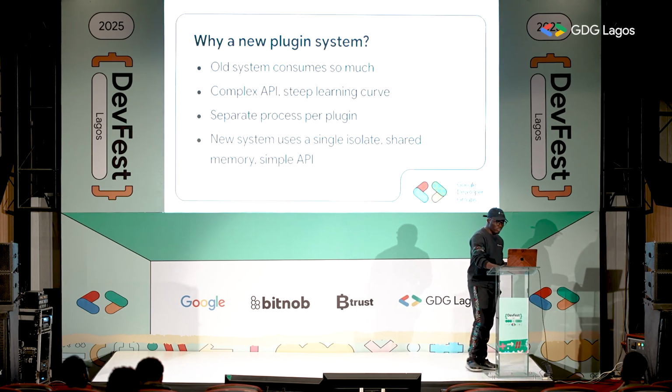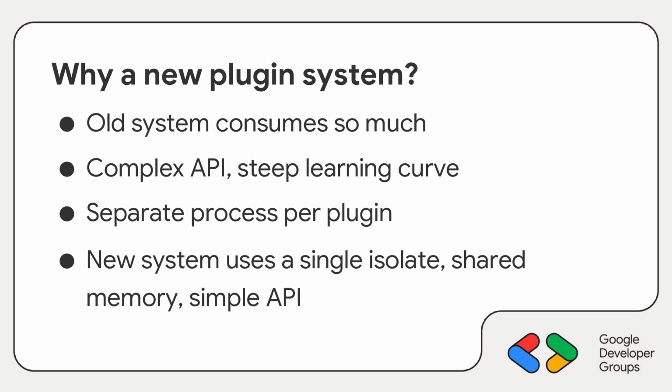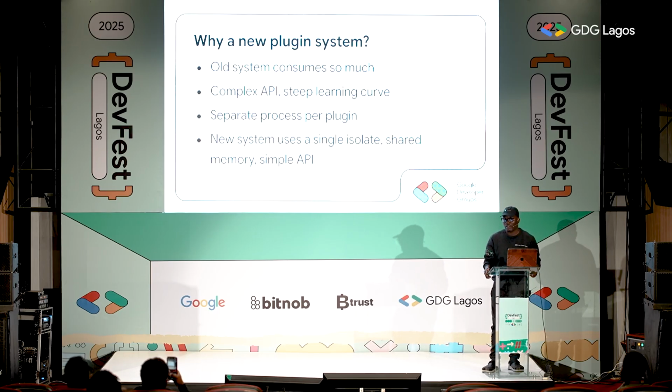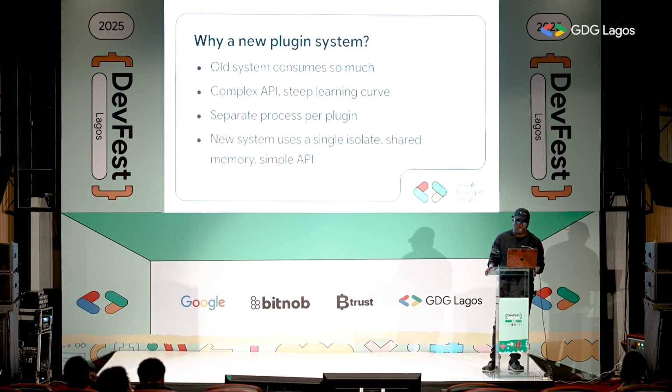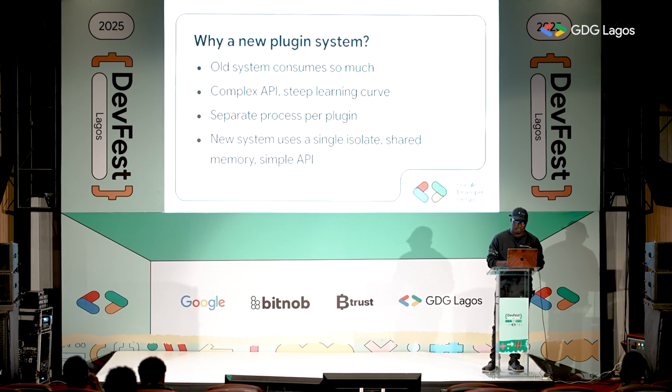They focus on a couple of things. The reason for the new plugin system is, one, the old system consumes so much memory. When you check your activity monitor, you see how much it's using, it's consuming a lot of resources. The old plugin system has a complex API. The learning curve is steep. It's not beginner friendly. Not just anybody can pick that up and work with it. That's why things like custom_lint exist.